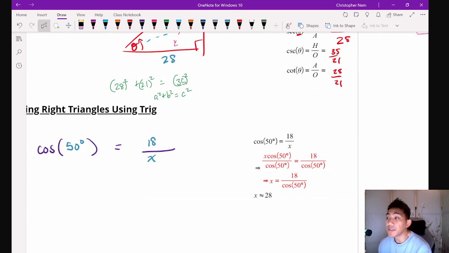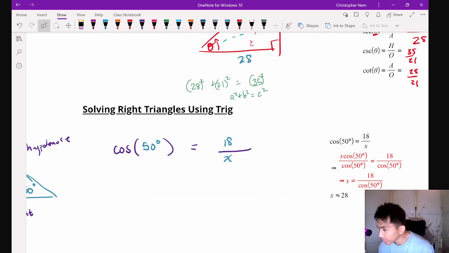Now, when you put this in your calculator, make sure you're in the right mode. Calculators default to radian angle measurements, and 50 degrees is a degree. So you have to click on mode, and scroll down to where it says degrees. And then you can do the calculation. So the hypotenuse is roughly 28 measurements long. Alright, let's take two more examples and then we'll move on.